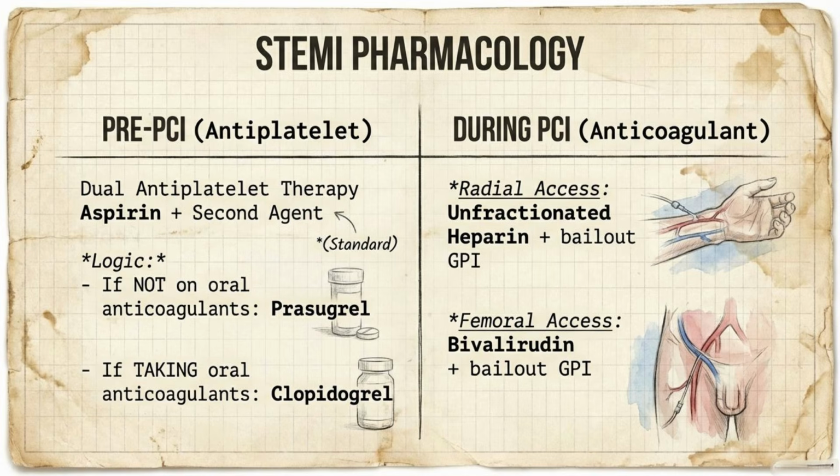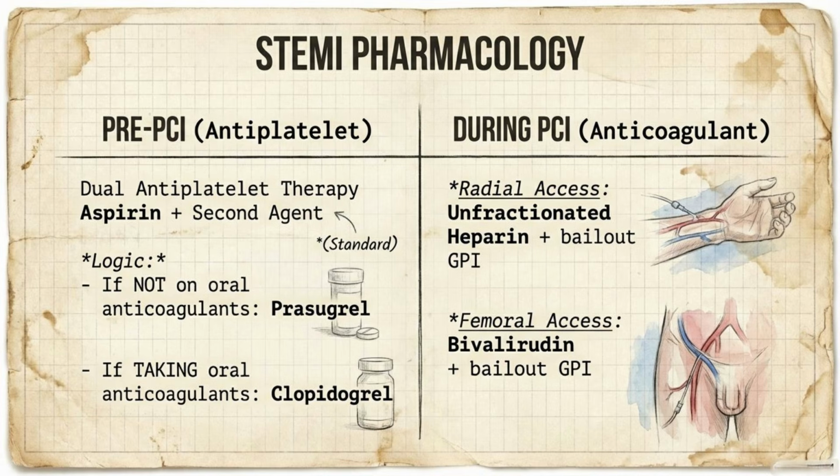We've got aspirin on board. What else? You need a second antiplatelet drug, DAP, dual antiplatelet therapy. The choice here depends on one big question. Is the patient already on a blood thinner? For something like atrial fibrillation. Exactly. So if they are not on a blood thinner, the go-to drug is prasugrel. It's very potent.